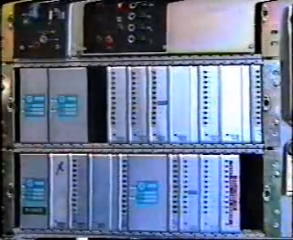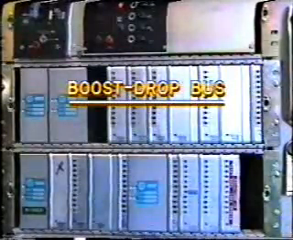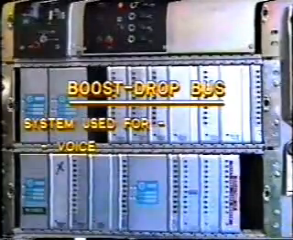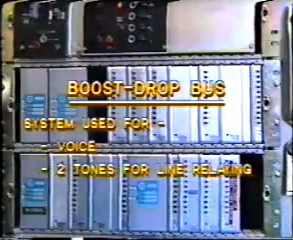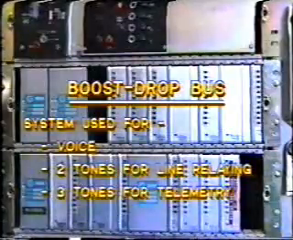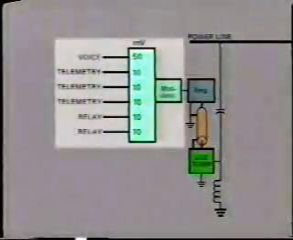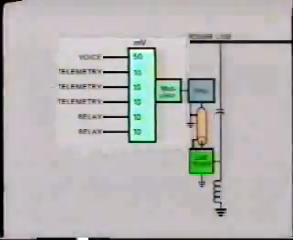An interesting feature of this particular carrier unit is the boost drop bus. Let's see how it works. Suppose the unit is used for voice plus 2 tones for line relaying and 3 tones for telemetry. We have to connect all of these inputs to the carrier's modulator circuit and assign voltage levels to each input.